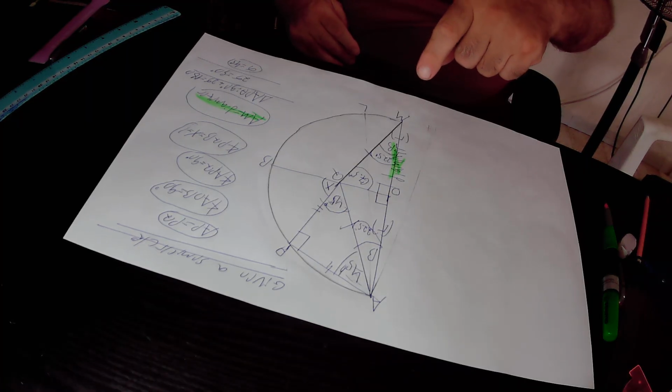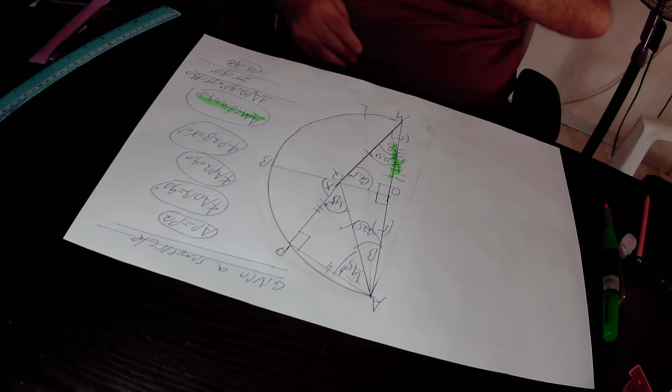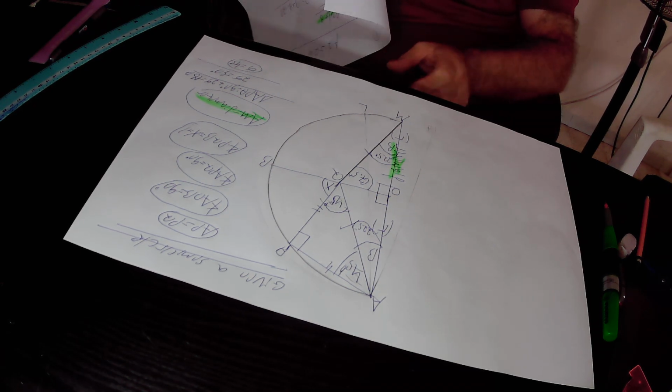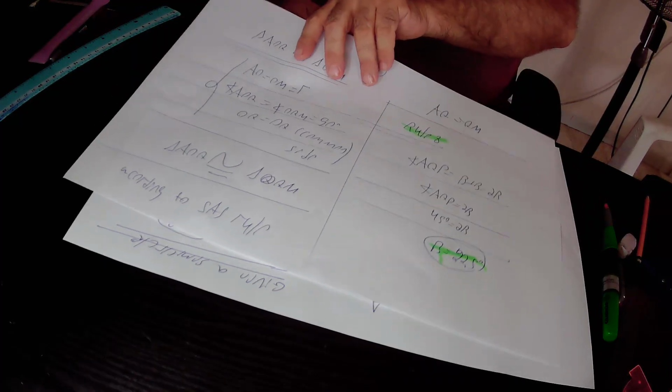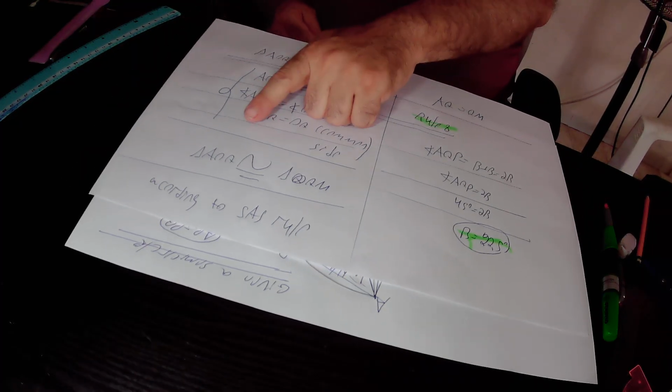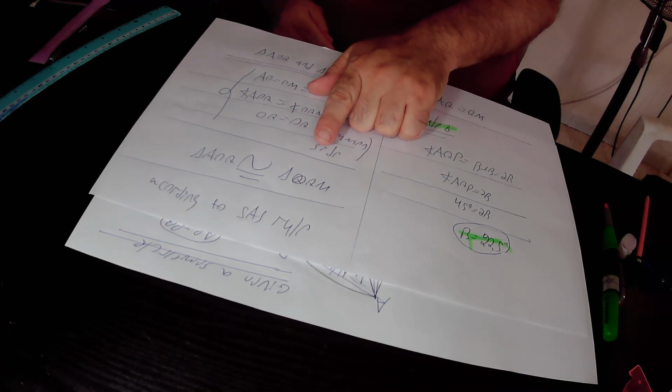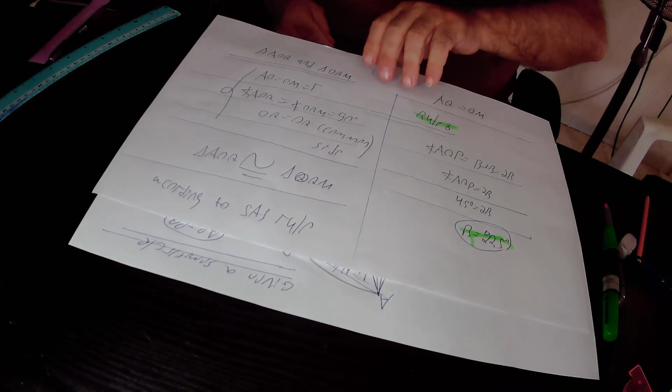So we found out in total that those two right triangles are congruent according to the side-angle-side rule. Repeat again. We found out that the upper right triangle AOQ is congruent to the lower right triangle OQM according to the side-angle-side rule.